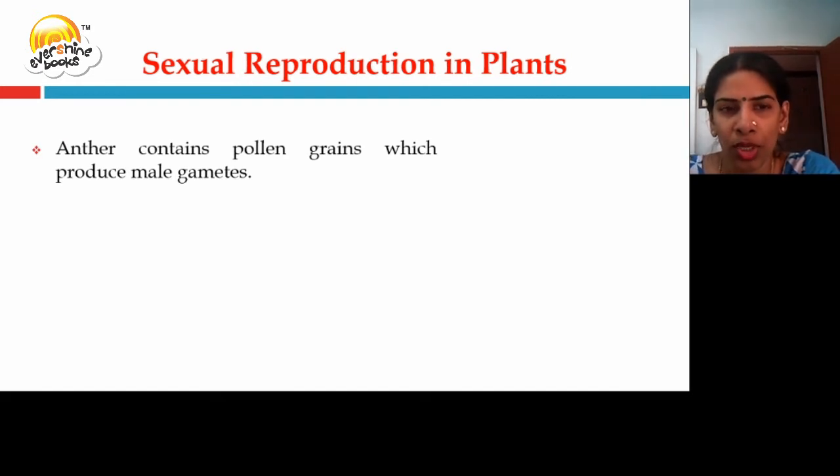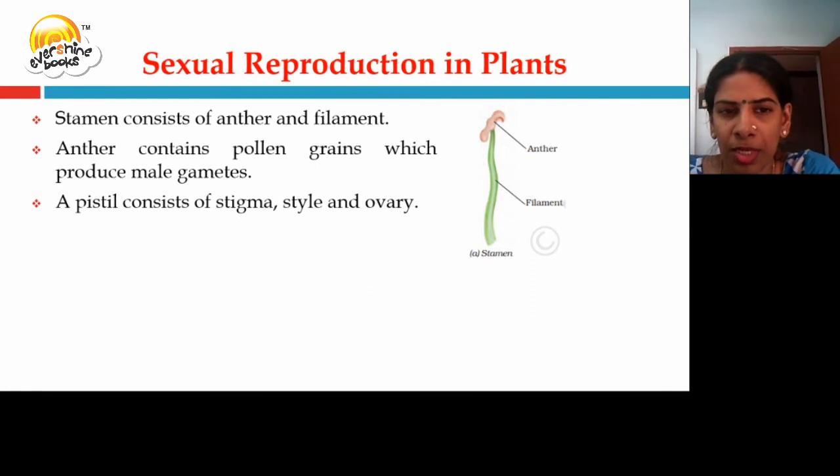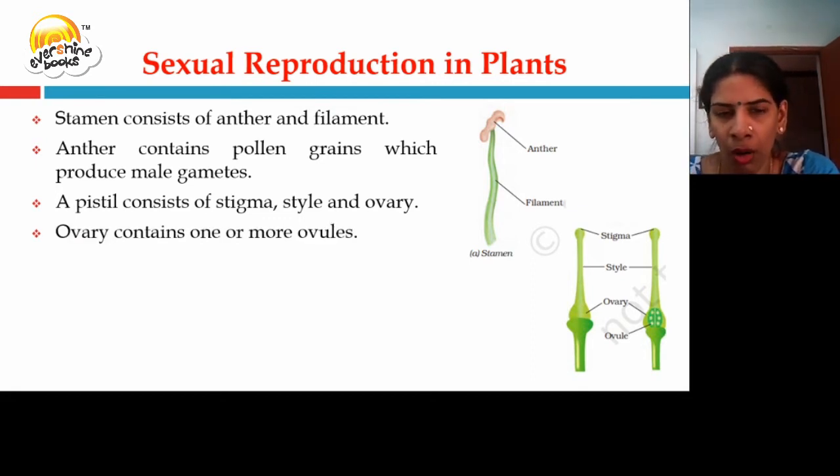Anther contains pollen grains which produce male gametes. You can see the stamen is divided into anther and filament. Stamen consists of anther and filament. The anther will have the pollen grains, which are the male gametes. A pistil contains stigma, style, and ovary. Ovary contains one or more ovules.